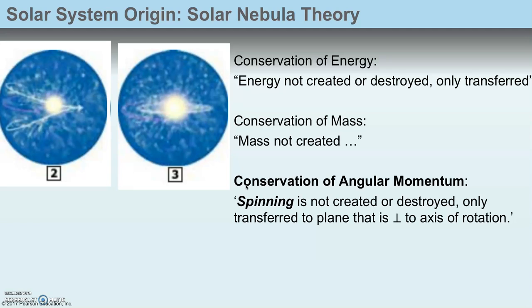If you want to remember this for the rest of your life, you can think about it like this. You know, conservation of energy: energy is not created or destroyed, only transferred. And you know, conservation of mass: mass is not created or destroyed, but it's transferred. You've got conservation of angular momentum: spinning is not created or destroyed. It's transferred to the plane that is perpendicular to the axis of rotation. Okay, so you can think about conservation of energy, mass, and spinning.